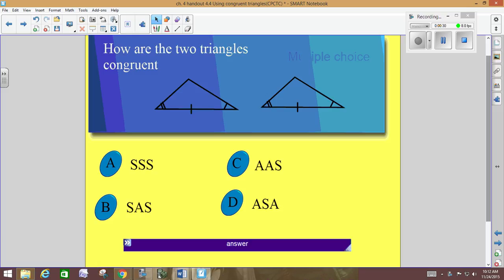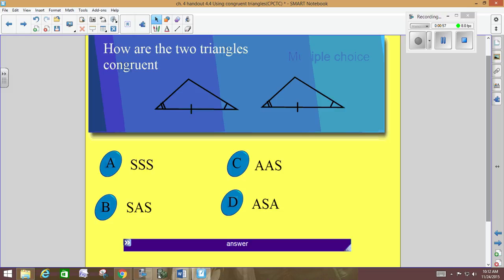Okay, we're going to use sign language here. It's multiple choice. This is A in sign language. This is B. This is C. And this is D. So, using your multiple choice here, how would you say these triangles are congruent? Is it A? Is it B? C? Or D? Sign language means you don't talk. Good, you should have D.